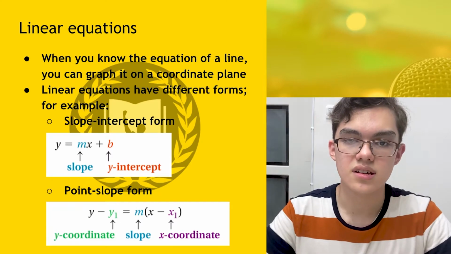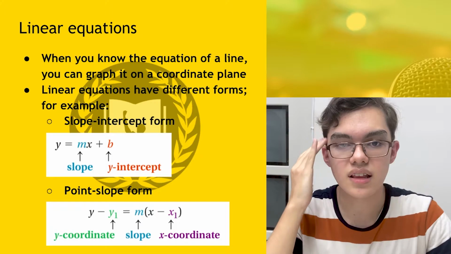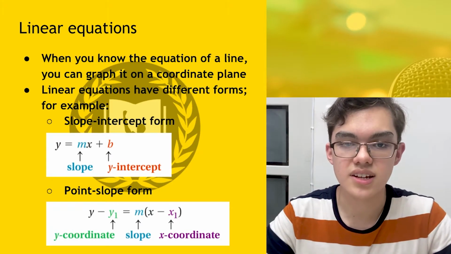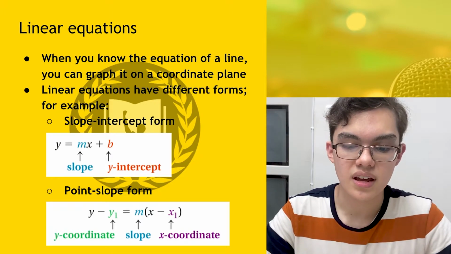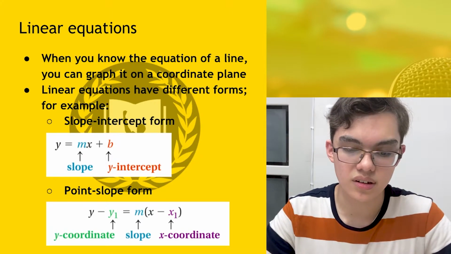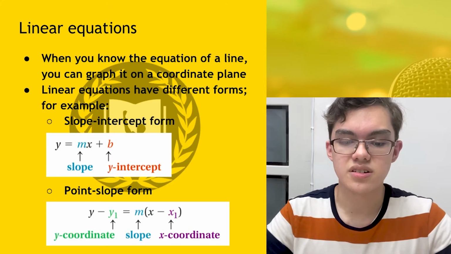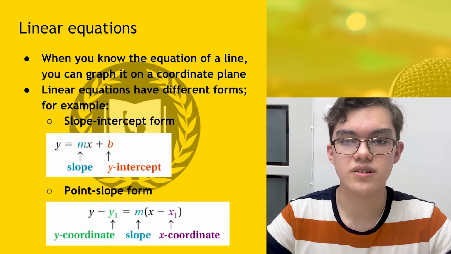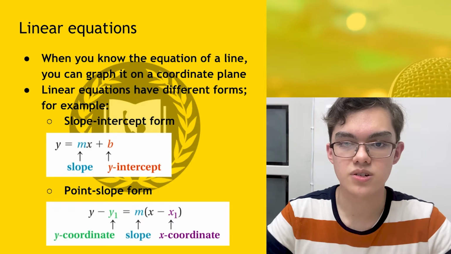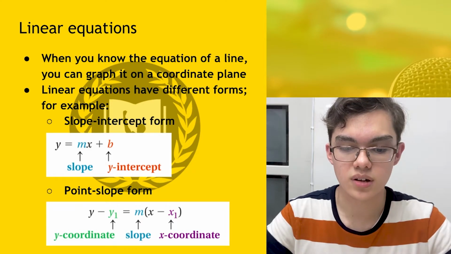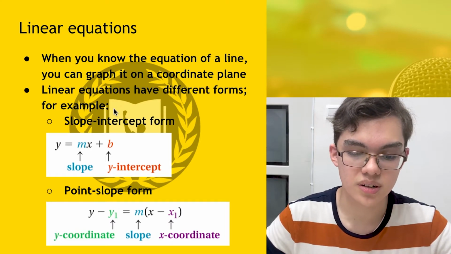Okay, good. So linear equations, these are equations that we can use to represent lines in the coordinate plane. Now each line has one linear equation, and each linear equation represents one line. And when you know the equation of a line, you can graph it onto the coordinate plane. So linear equations are going to be equations that represent a line. And each line is going to have one linear equation, and each linear equation is going to have one line. And so when you know the equation of a line, you can graph it onto the coordinate plane.